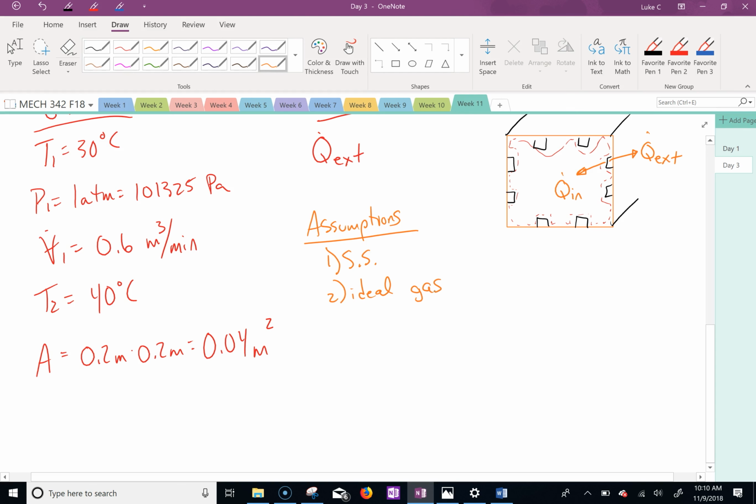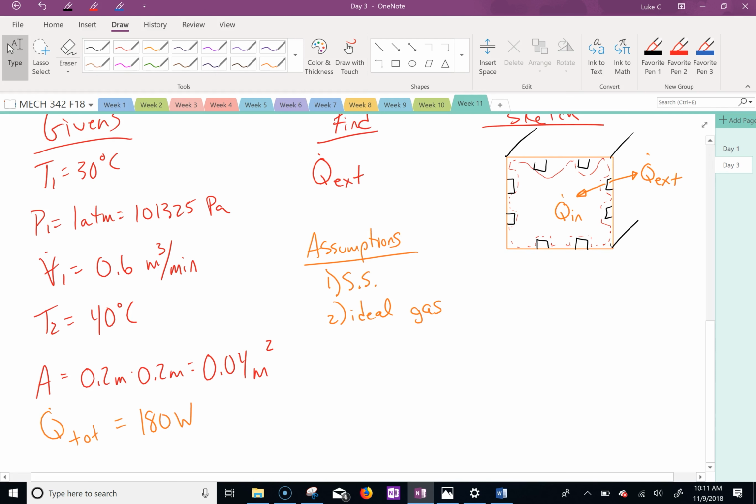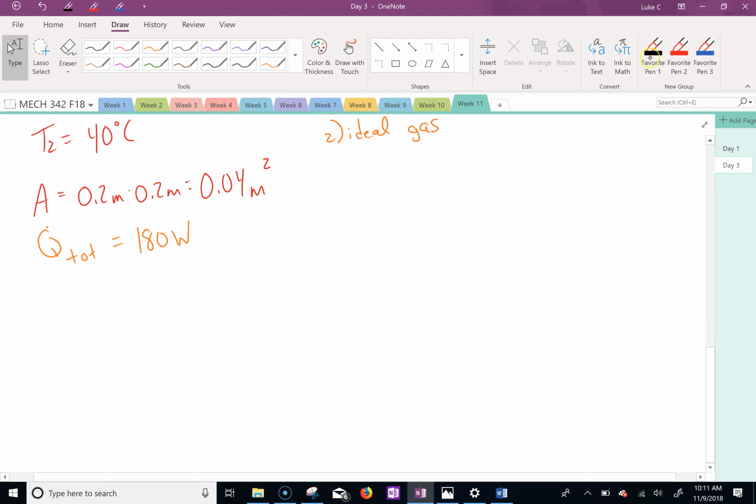So you see how this says the components of the electrical system dissipate 180 watts? That's the total Q, but that's split up into internal and external. So in your givens, I put Q dot total is 180 watts. So far, does everyone understand this setup? What's going on here? All right, so let's get right to the solution.